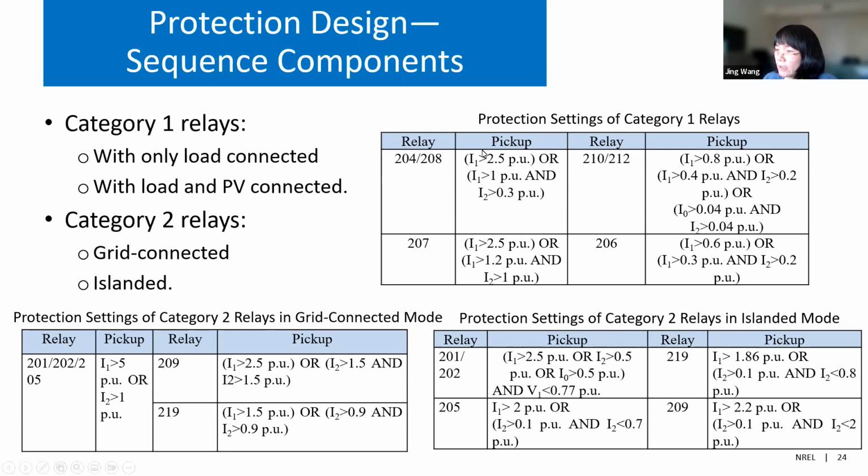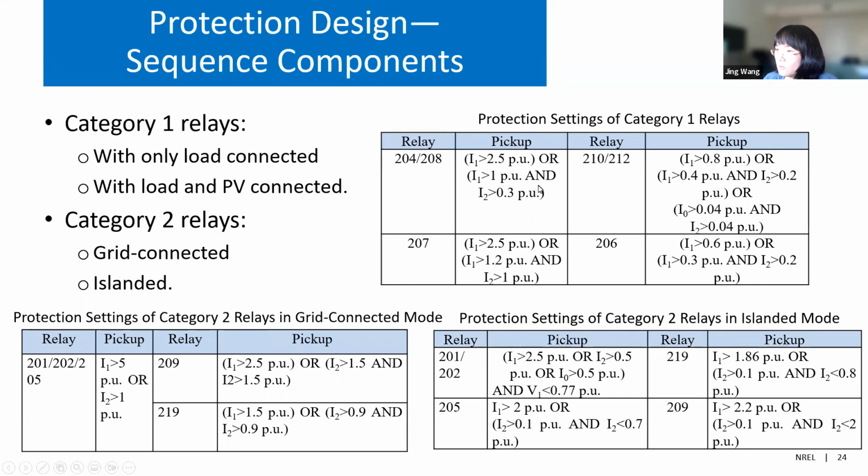For example, for category 1, we have different pickup levels and settings here. For example, for 204, 201, and 208, I1 is the positive sequence. If it's bigger than 2.5, then it will trip. So this is used to detect the balanced fault.